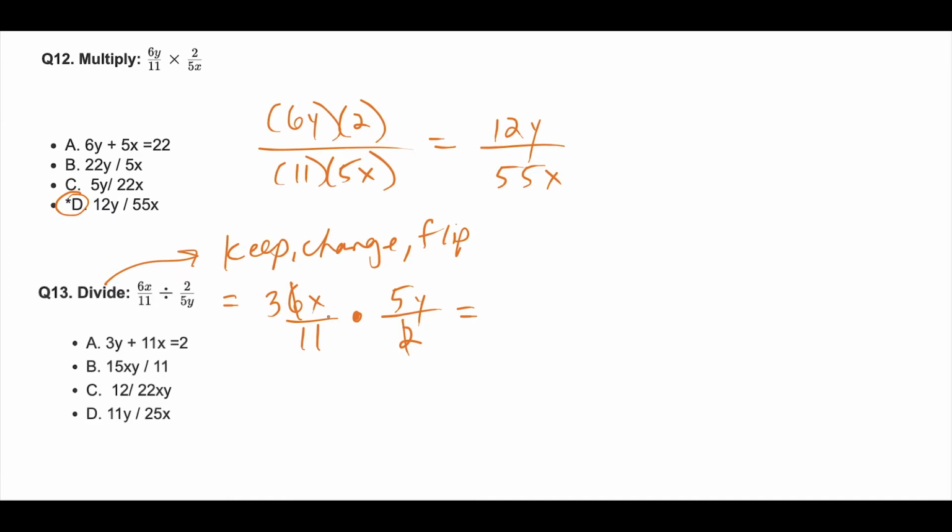And then you have 3x times 5y over, and you have just 11 left. And if you do the product of the numbers, 3 times 5 is 15, and x times y is just xy. Over 11, this is going to give you choice B.